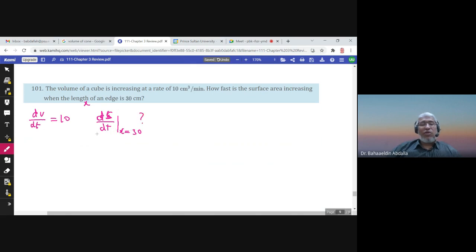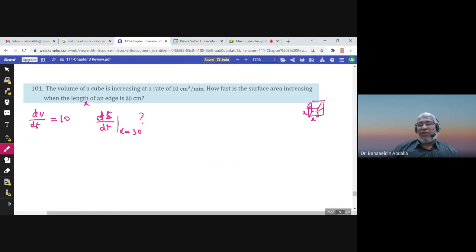So that's what we need to find. Well, I need a formula for the surface area. If I ask you how many faces the cube has, if you count the faces of the cube, 2, 4, 6, there are 6 faces. And if the length of an edge is x, then the area of each face is x squared.